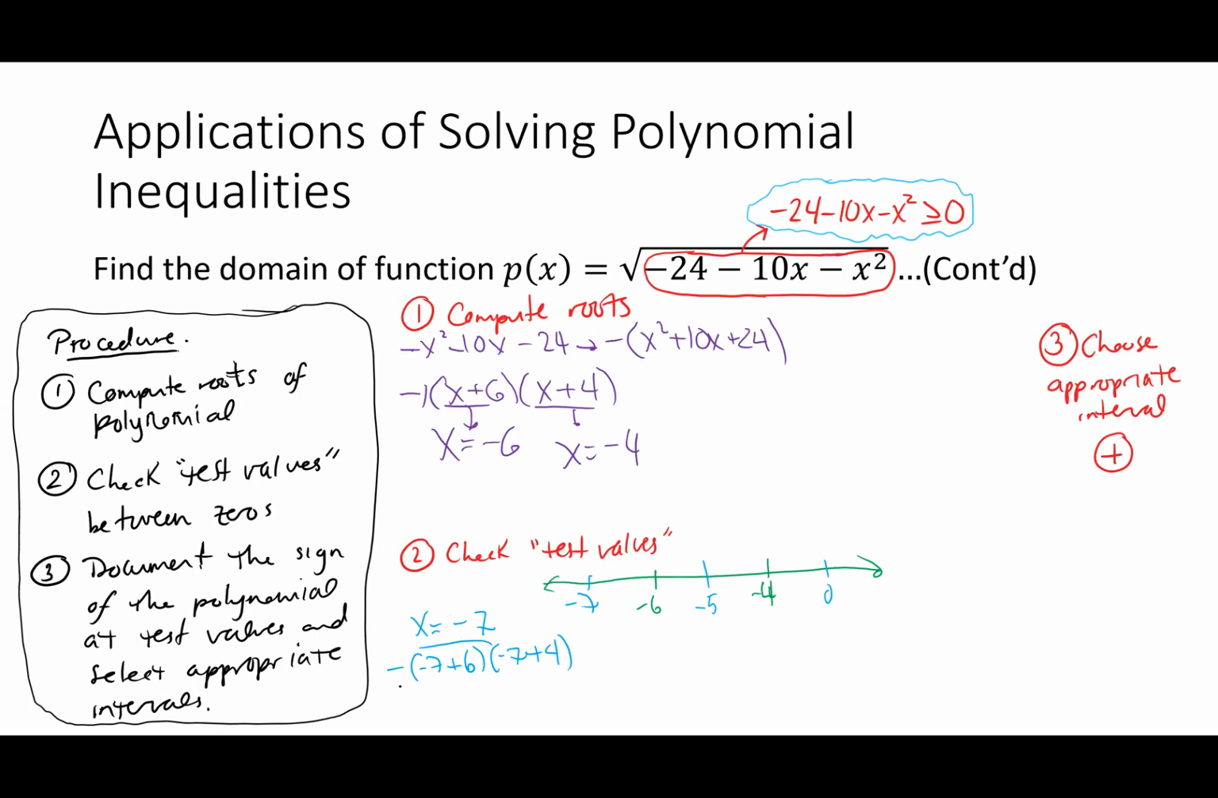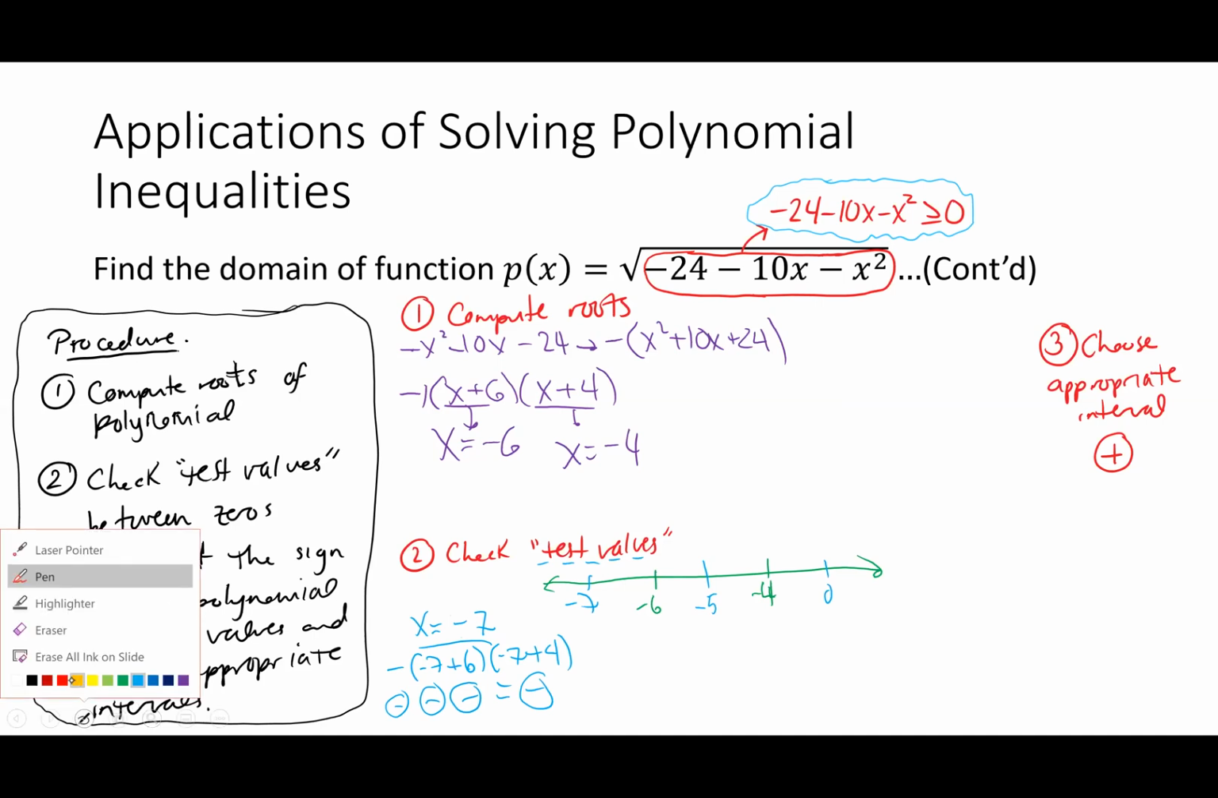All right, so this is a negative. -7 plus 6, that's going to be a negative. Then -7 plus 4, that's also going to be a negative. Negative times a negative times a negative is a negative. So I know that all of those values are going to be negative.